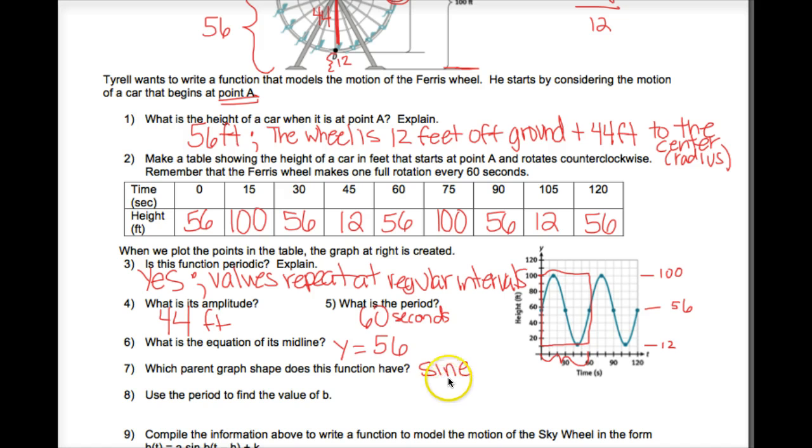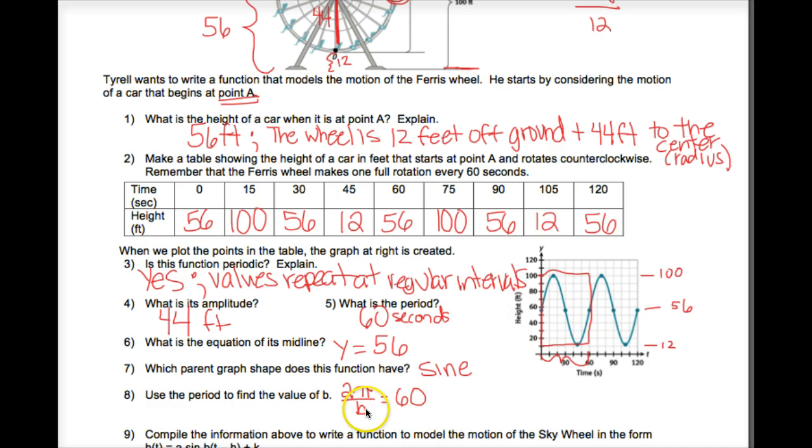So now that we know that it's a sine curve, number 8 asks us to use the period to find the value of b. Remember that the formula for finding b and or period in a sine or cosine graph is 2 pi divided by b equals the period. So in this case, the period is 60. So 2 pi divided by b equals 60.